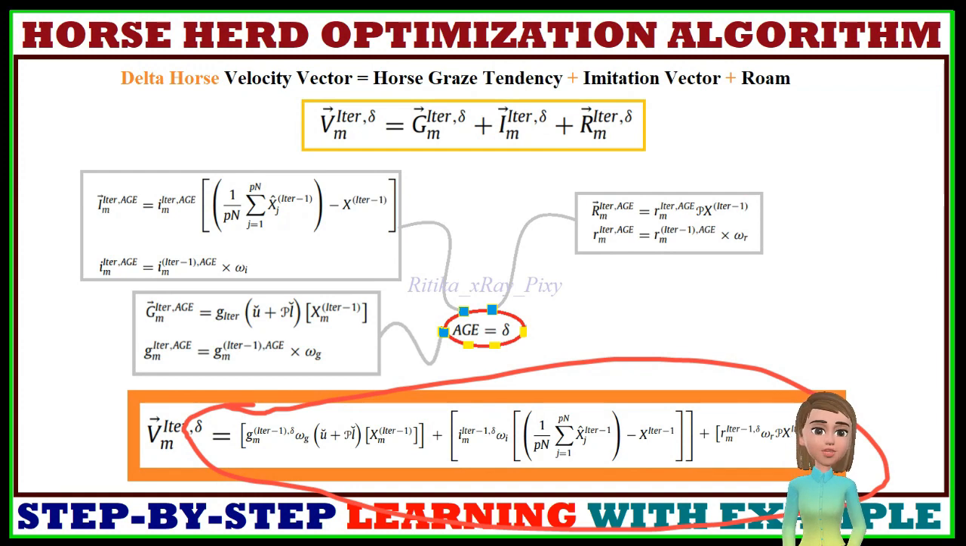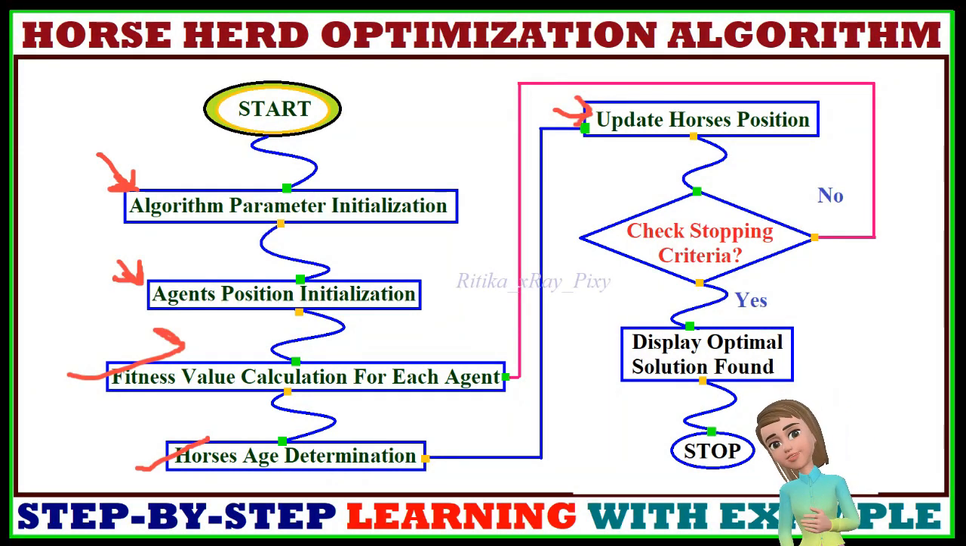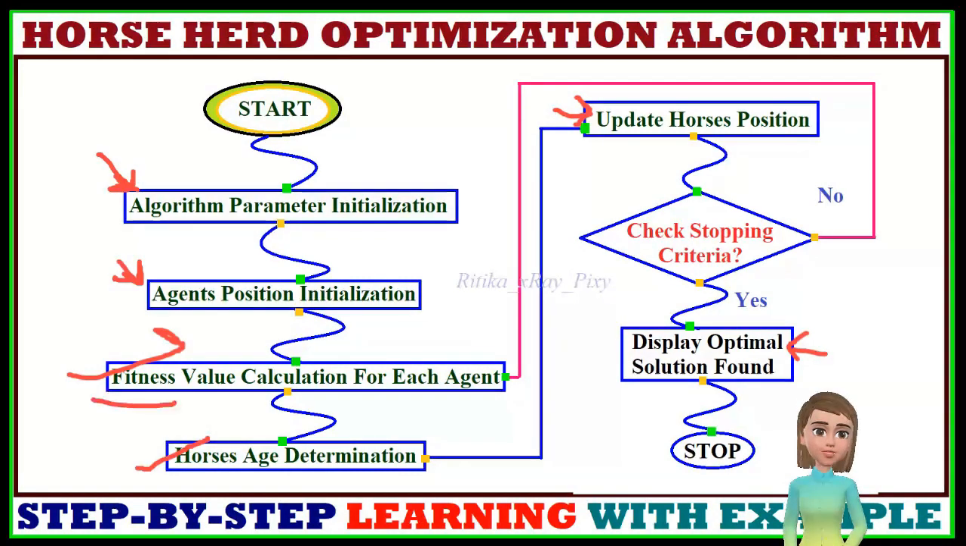delta horse. After that you can see here, this is the flow chart for this algorithm. First we will start with algorithm parameters. We will initialize all the important parameters for this algorithm, and then we will initialize the agent's position in the search space, calculate the fitness values, and then we will determine the horse ages, and according to their age we will update the position in the search space, and then we will check the stopping criteria. If the stopping criteria is matched, then display the best solution that you found in the previous iteration, and if the stopping criteria is not matched, then we will repeat the loop from here.